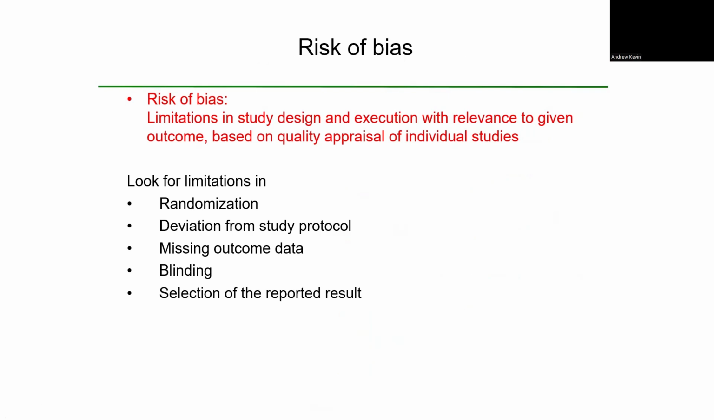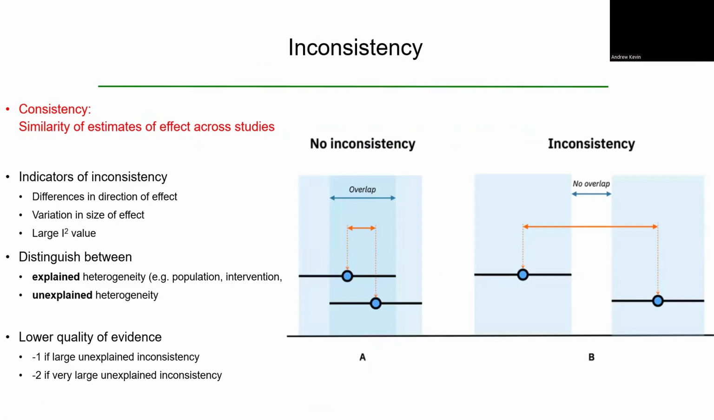Specifically, the things to look for are limitations in randomization, whether the authors have deviated from the study protocol, how they have dealt with missing outcome data, whether blinding was adequate, and whether there is selective reporting of the overall results.